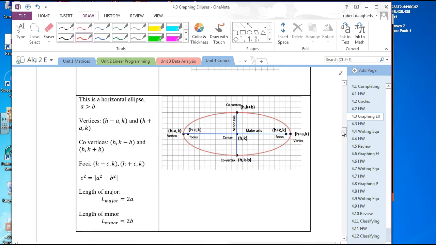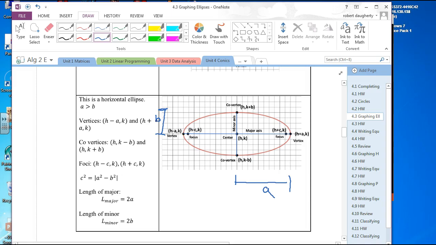So this is the case where A is greater than B. So distance from here all the way to the end, that is A. Okay. The distance from here all the way to this top vertex, what is that? That is B. The difference here is now my focus and my vertex lie on the horizontal line. Okay, so this is still A. The distance from here to here is always C. The distance from the center to the focus is C. C is always absolute value of A squared minus B squared.